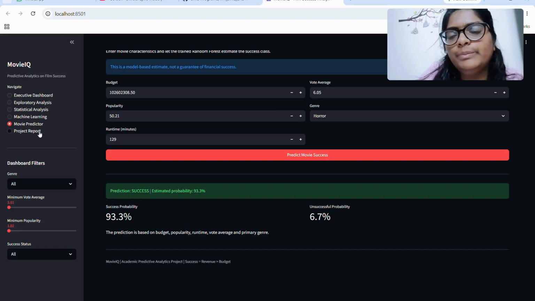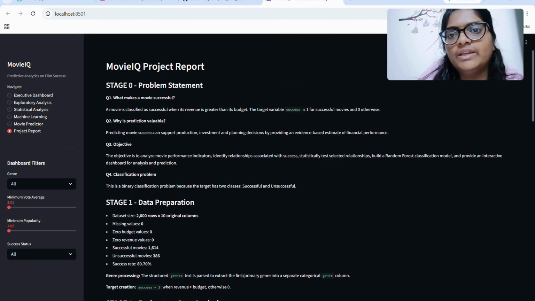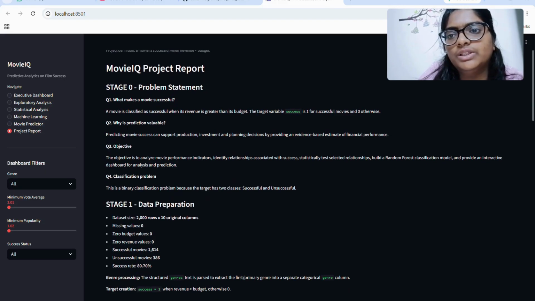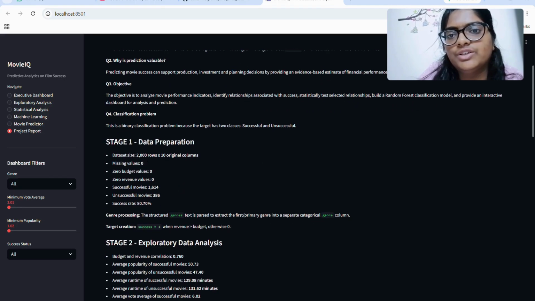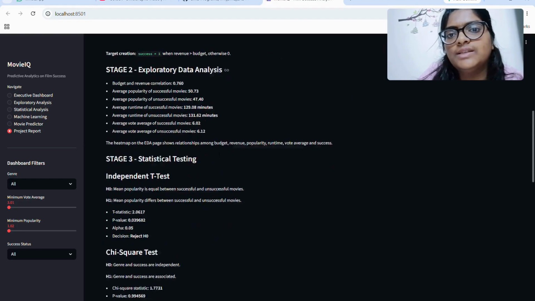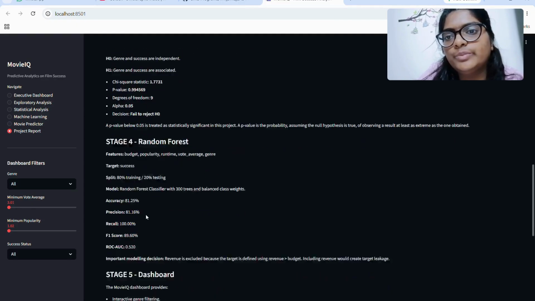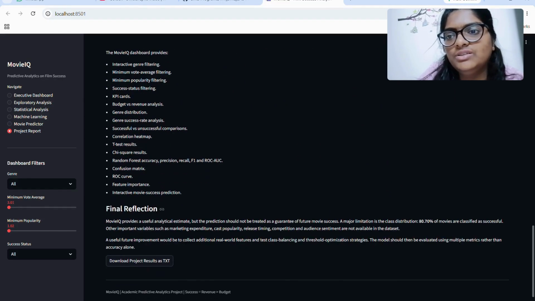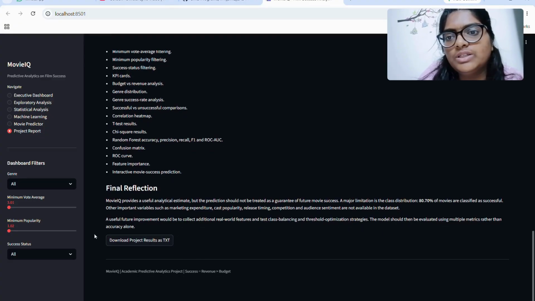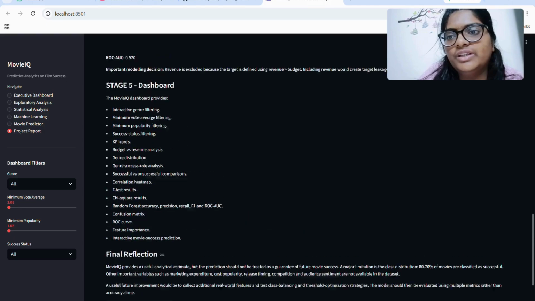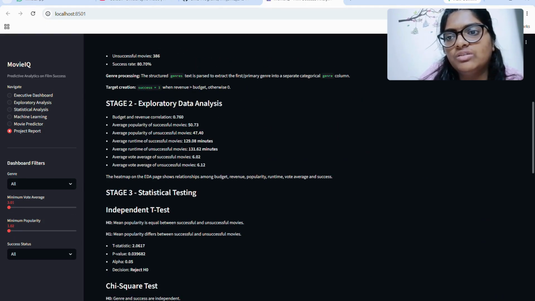The project section summarizes the complete workflow of this project. It covers the problem definition, data preparation, exploratory analysis, statistical testing, machine learning methodology, dashboard development, and final reflection. This makes the project easier to understand and review because the methodology and the results are documented within the application itself. There are some limitations to the project also.